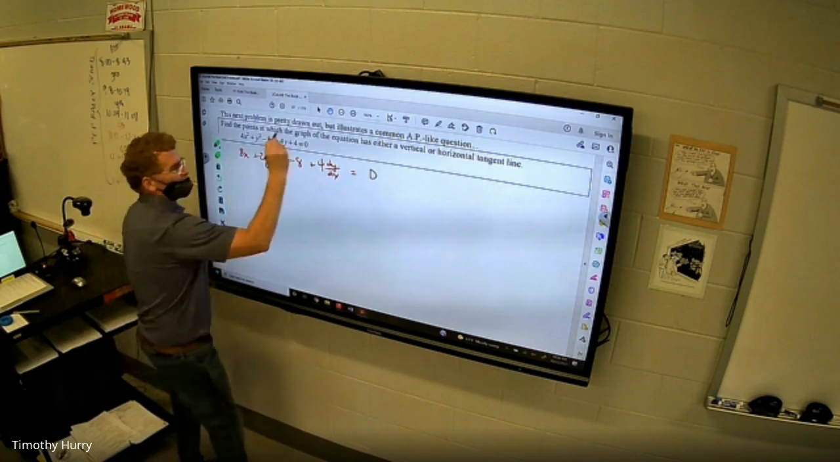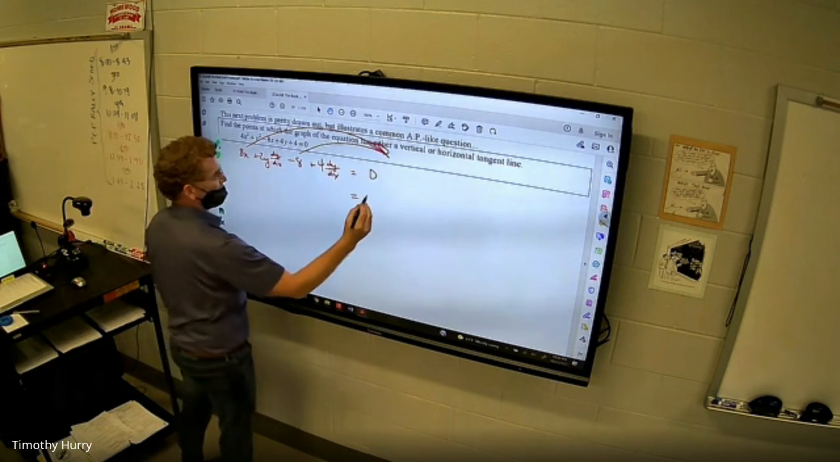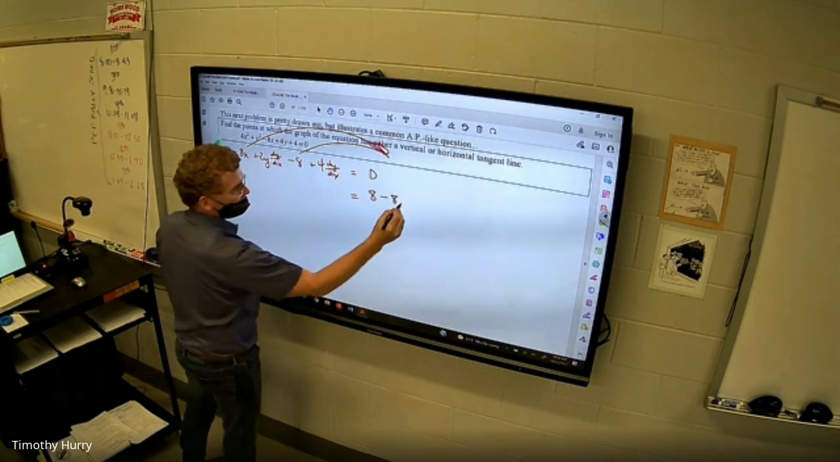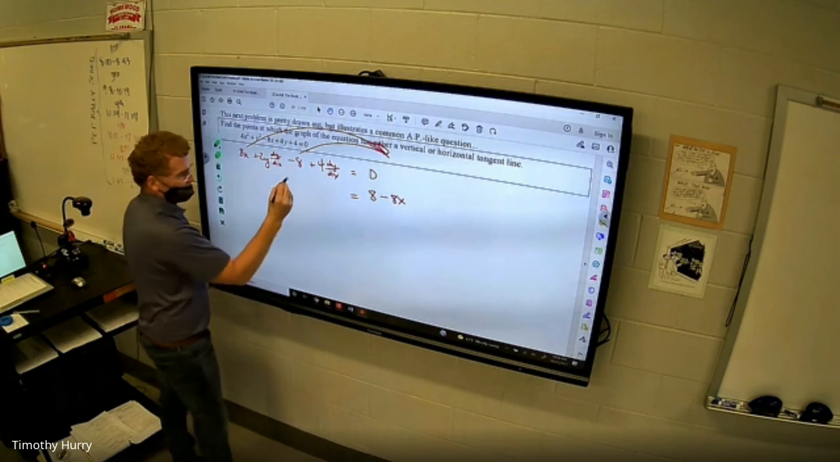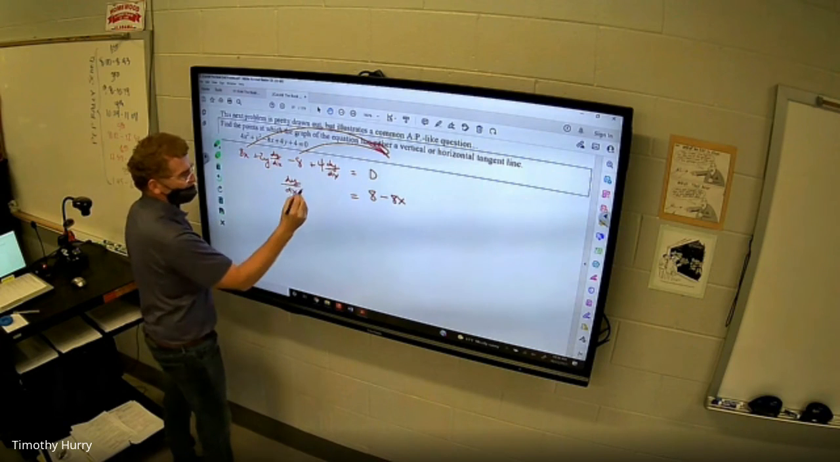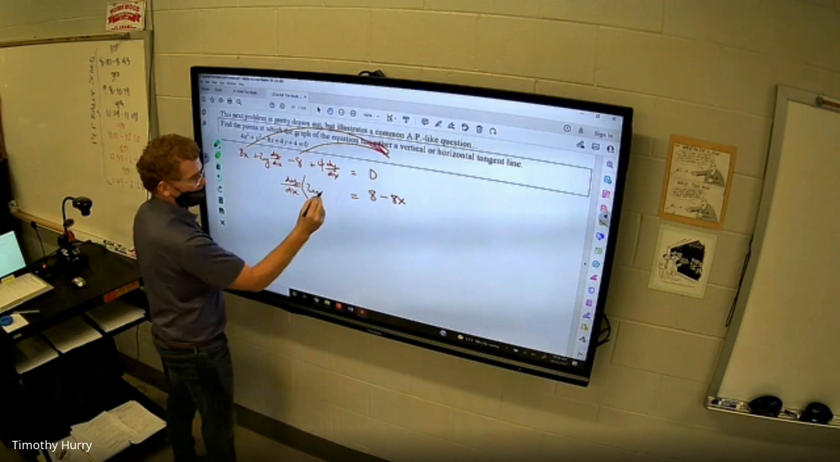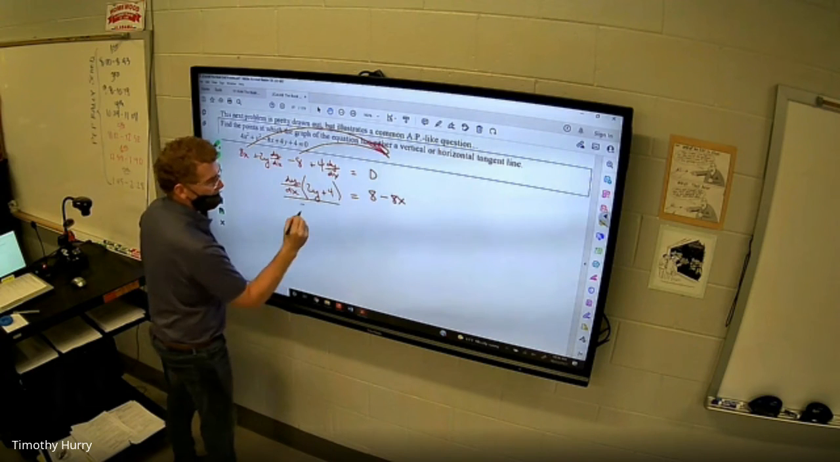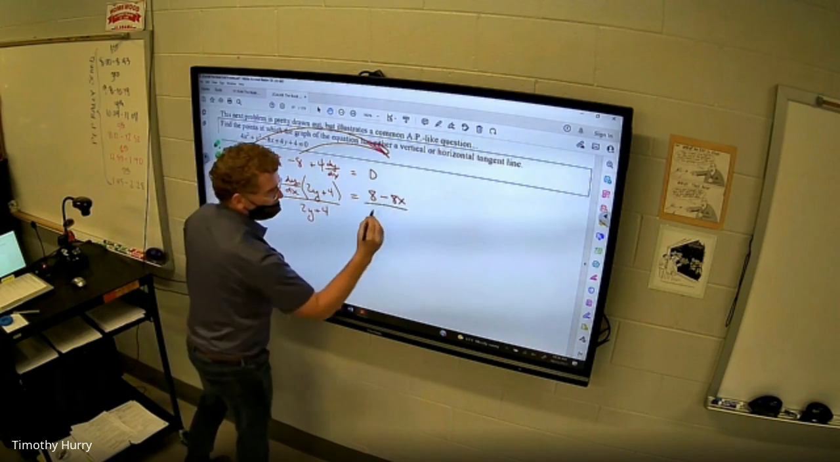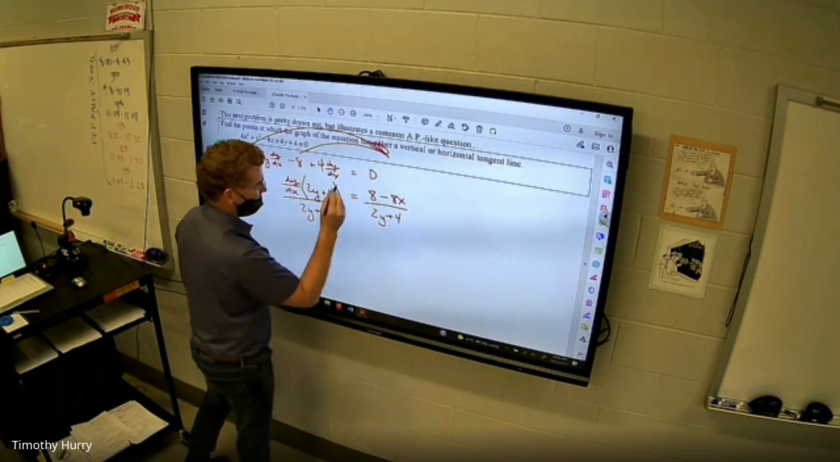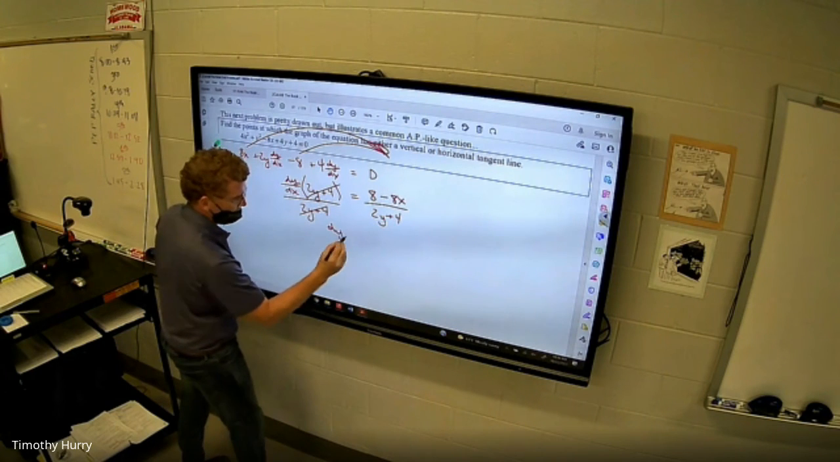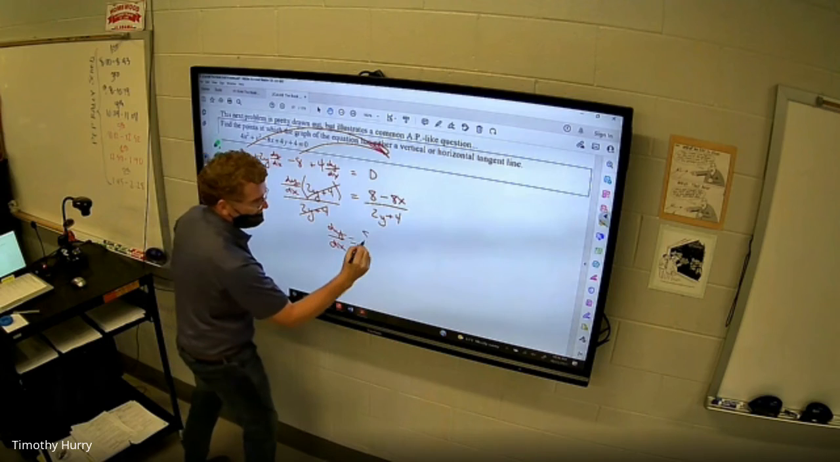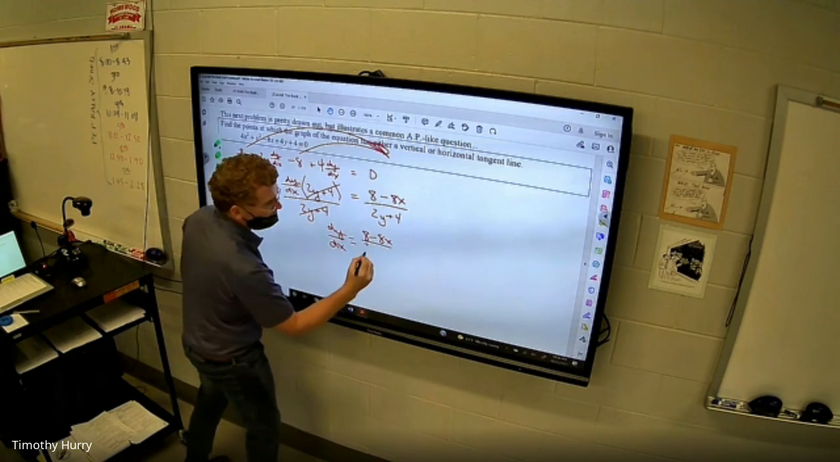Then I move these two things over, so positive 8, negative 8x. I factor the dy/dx out of whatever's left, which leaves me 2y plus 4. And then I divide by 2y plus 4. Are y'all seeing what I've just done? Now, this is my slope.